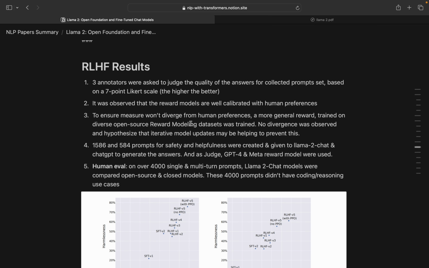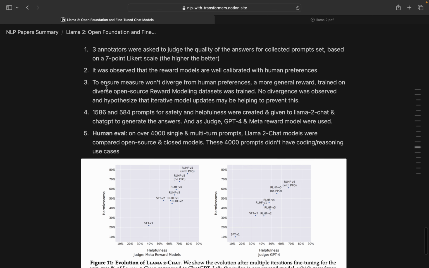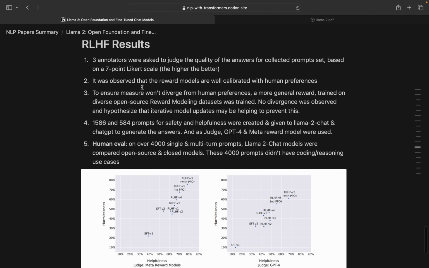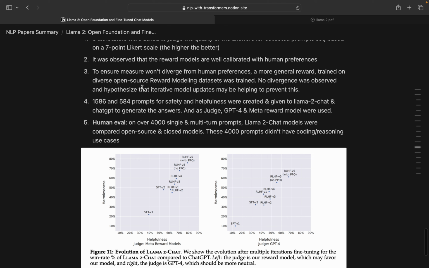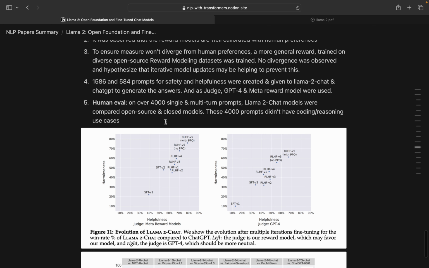But there is no mention of ghost attention in LLaMA 3 at all. And here are some of the results. I think I will not go through the results very deeply. They have gone through the annotators, and they have gone through GPT-4 as a judge, and they have done a lot of things. They also have a set of 4,000 data points on which they did the testing and evaluation, both for the annotators as well as GPT-4 as a judge.